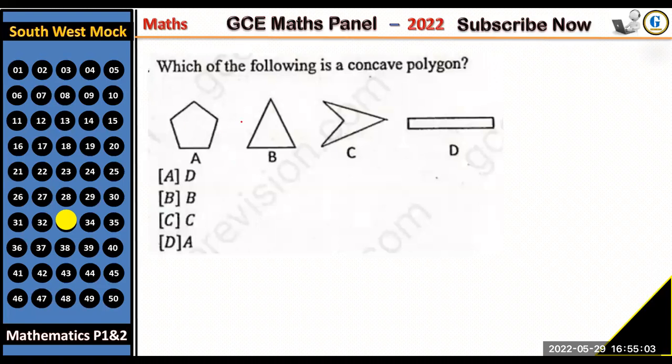Right, question 33. Which of the following is a concave polygon? Concave means that the shape should be like a C, like this. The only concave polygon here is C. C is a concave polygon. Question 34.